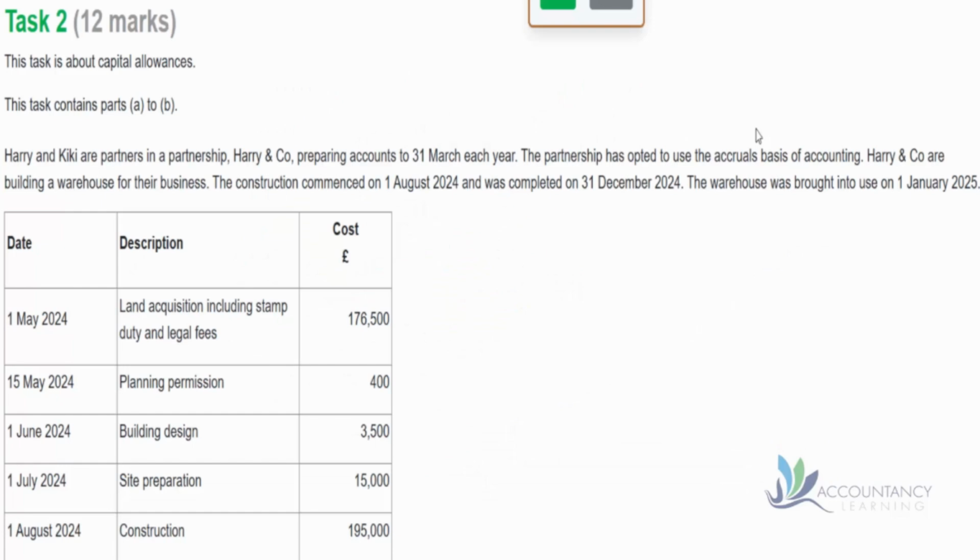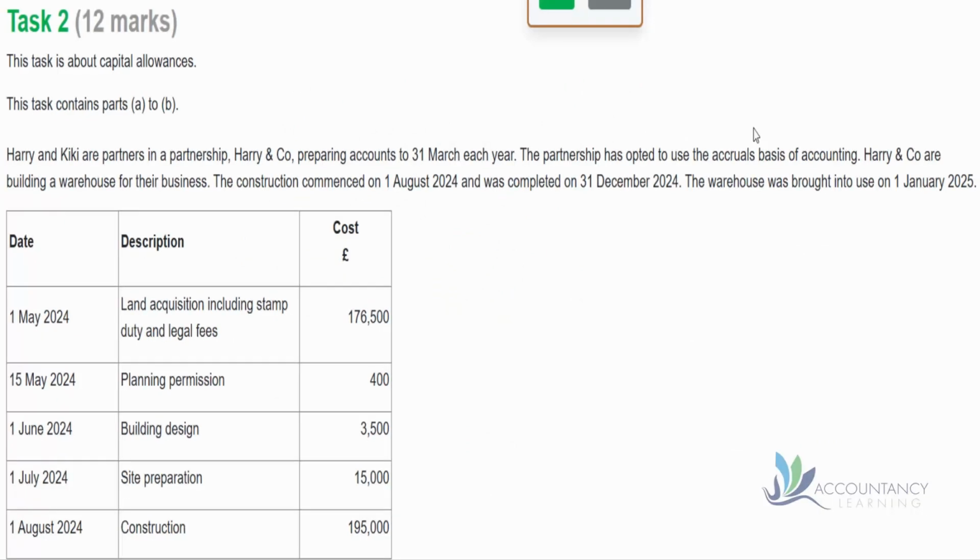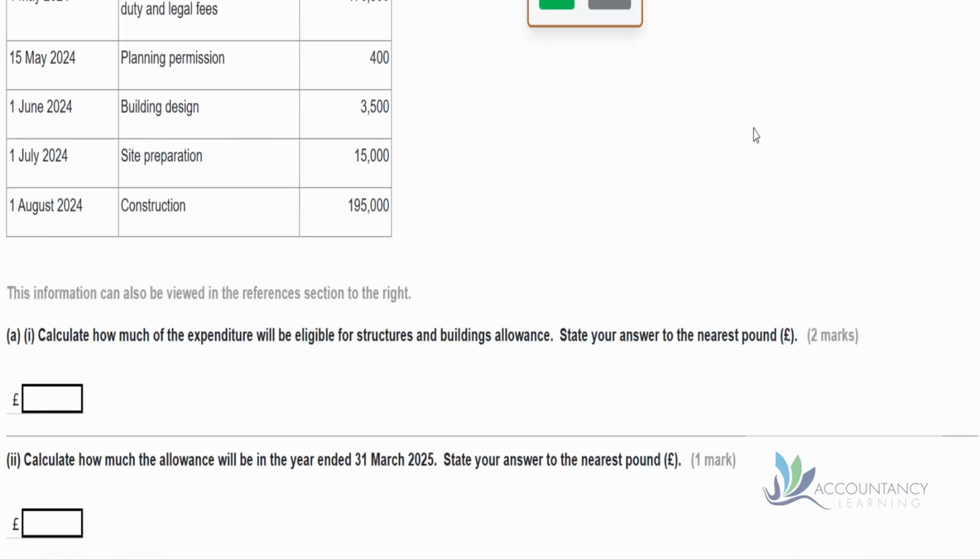This is task 2 from the second sample assessment for business tax. Task 2 is about capital allowances. So let's look at the first part of the question. We've got quite a bit of information here, so let's have a look at the requirements first of all.